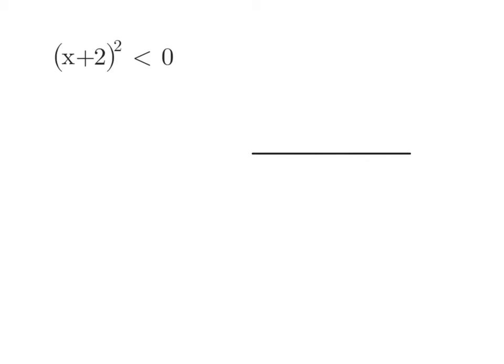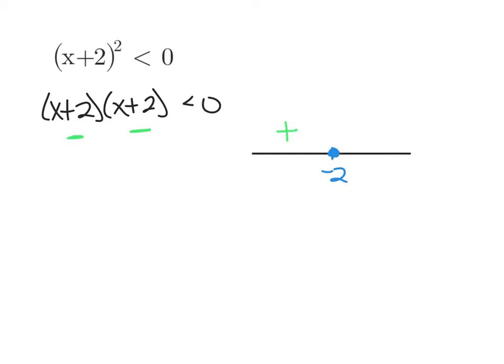Now how about (x + 2) squared? This is the first time that we've dealt with a squared factor, but we know that squared means (x + 2) times (x + 2). And the only 0 that comes out of that is going to be -2. And it will make the function equal to 0. Now, when we pick a number that's smaller than -2, negative a billion plus 2 is negative. Negative a billion plus 2 is negative. So the entire product is going to be positive.